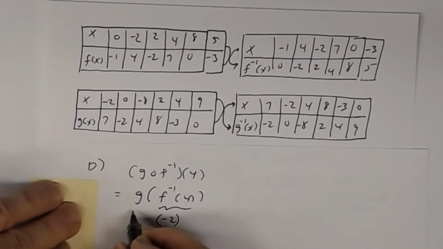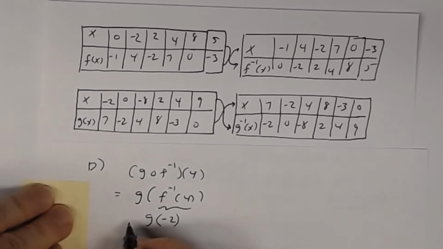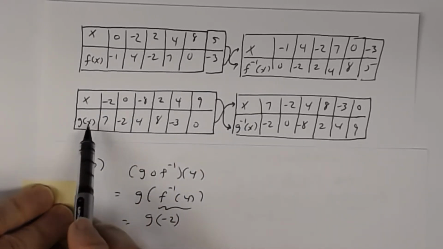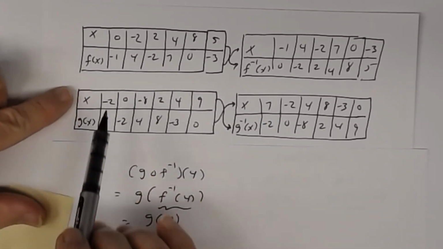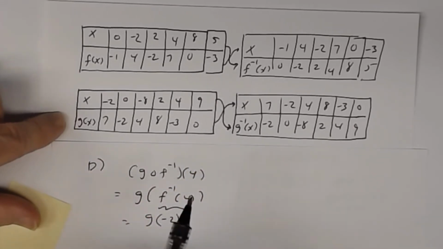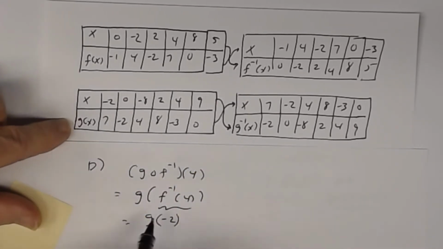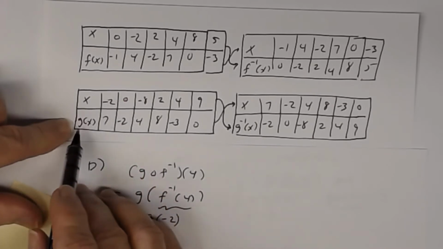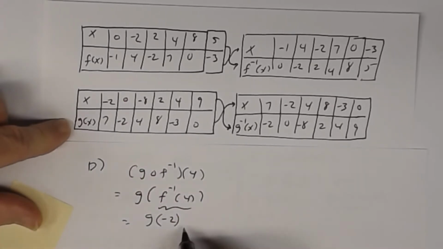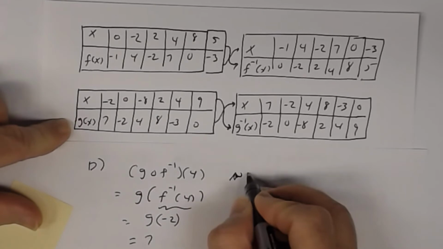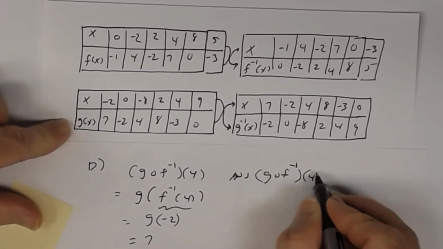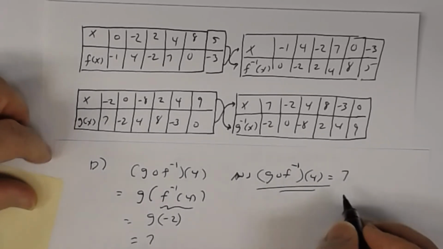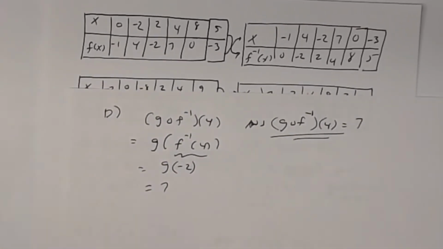So now we've got to find g of negative 2. So this says you go to your function g, so make sure you go into the correct table. So that's this one. Okay, don't get all these tables confused. It's easy to see what they are. f of x, g of x, f inverse, g inverse. So g of negative 2, so when x is negative 2, it's right here. g of negative 2 is 7. So your answer, you're going to say g composed with f inverse at 4 equals 7. Okay? All right, let's do E.